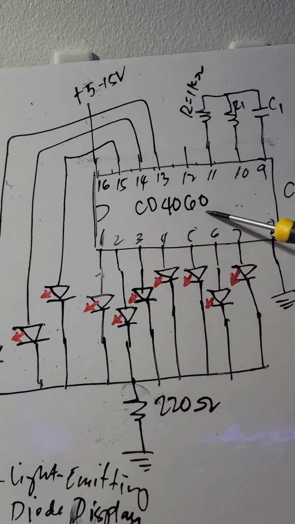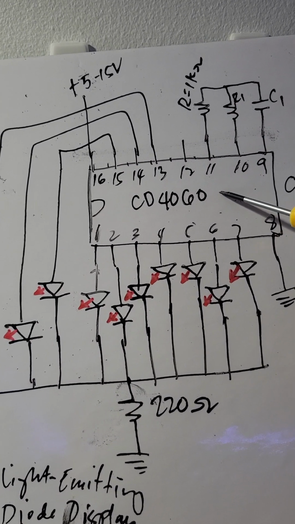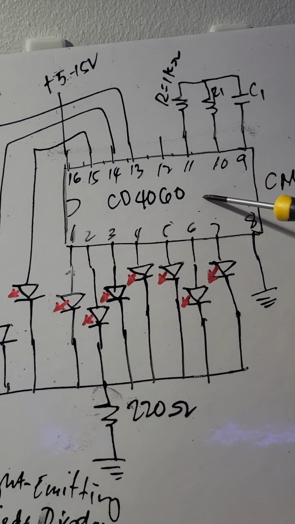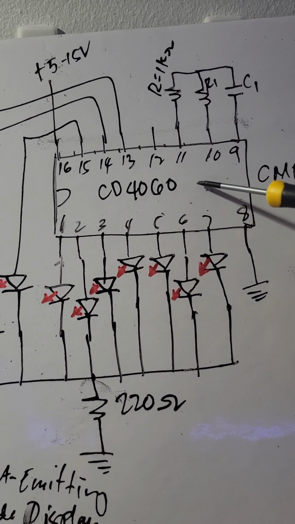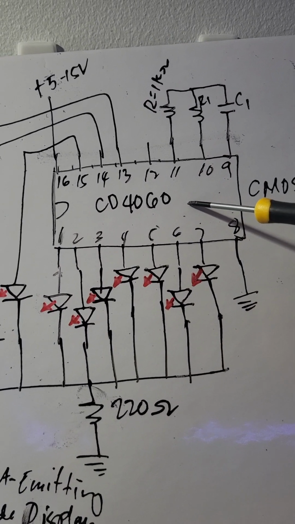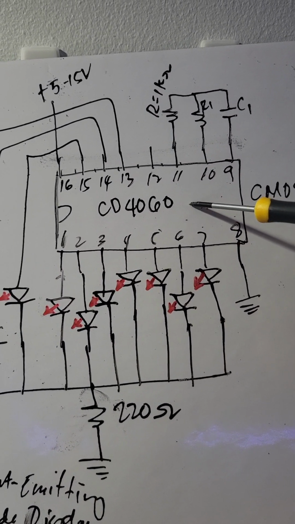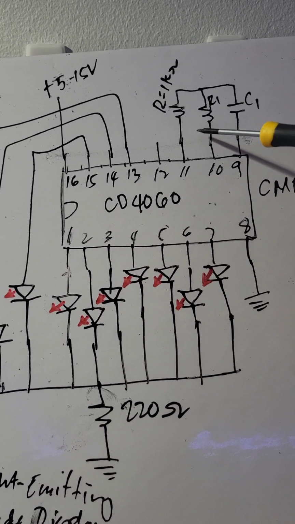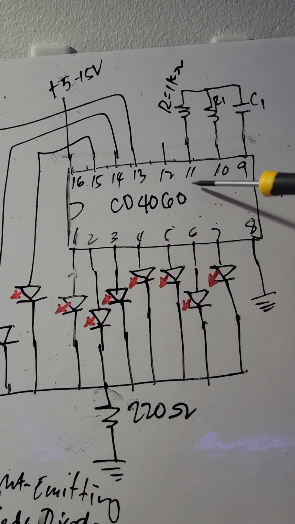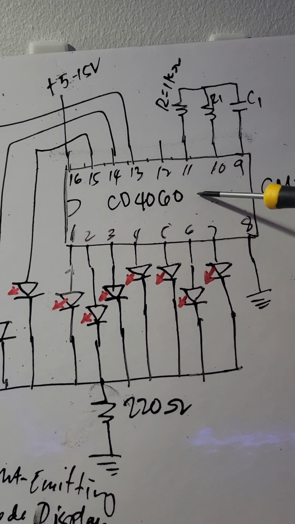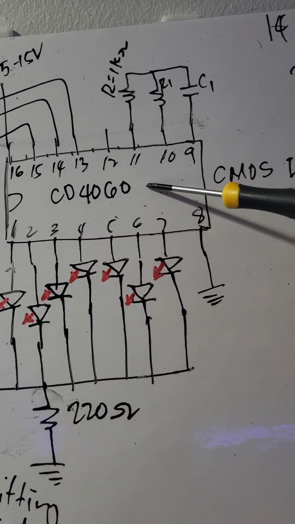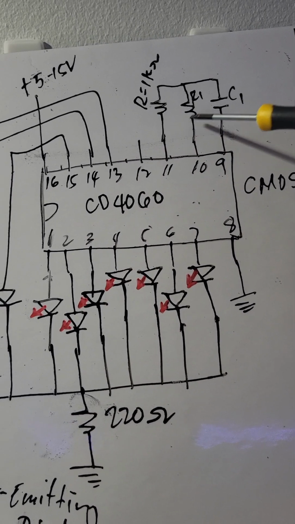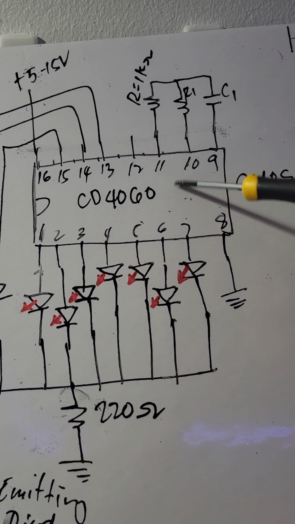This IC has 16 pins. It also has a built-in crystal oscillator inside, and we just have to add additional components outside, like R1 and C1, to control the frequency of the internal oscillator. So by adding R1 and C1, you can set a frequency for the oscillator inside.